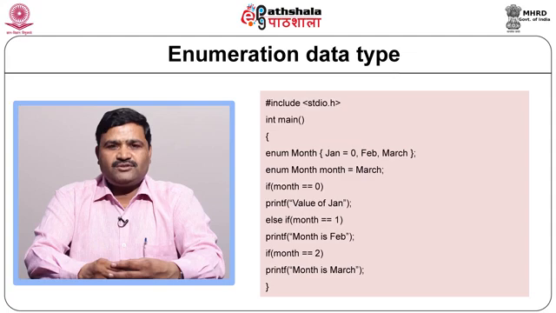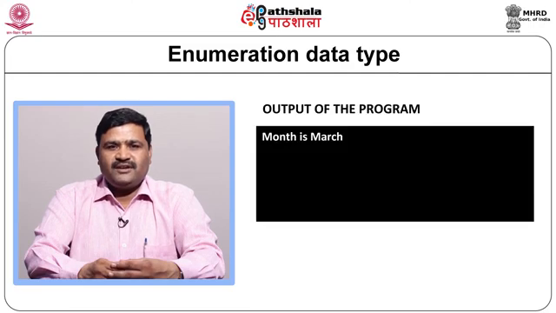If month equals 0, then the message will be printed like value of Jan. If month equals 1, then the message will be printed like month is Feb. If month equals 2, then the message will be printed like month is March. In this program, enum month is March, and therefore the message will be displayed as month is March.